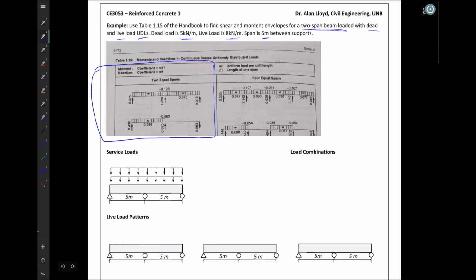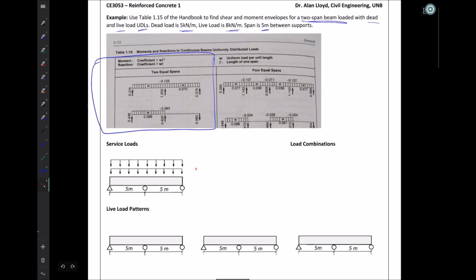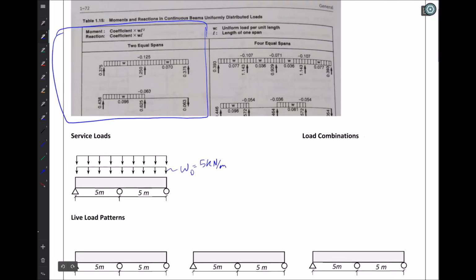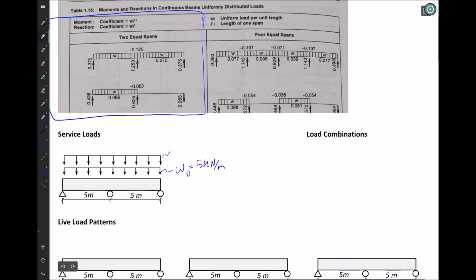So let's look at what we have here. We have a two-span structure, and it has upon it two different loads. We have our dead load. Our service dead load is equal to 5 kilonewtons per meter. Now, the service load is the magnitude of load that's specified upon the member itself, and this is prior to us factoring it or considering any load combinations or skip pattern live loading. The live load specified over the length of the two spans is 8 kilonewtons per meter.